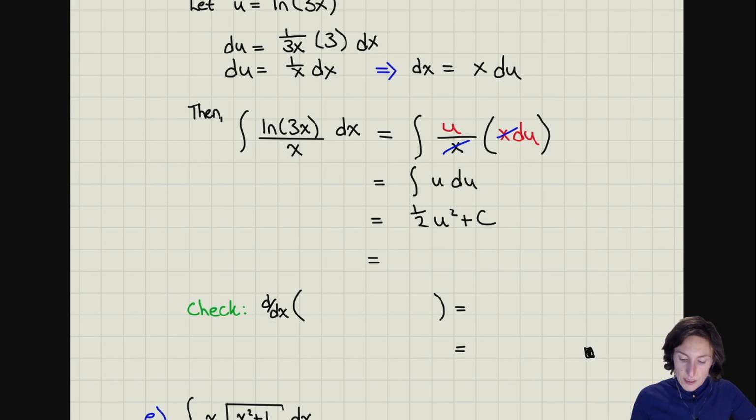But I'm not done yet because I need my answer in terms of x. So I'm going to have 1/2 ln of 3x was the thing that I called u. Remember, this is all squared plus c.